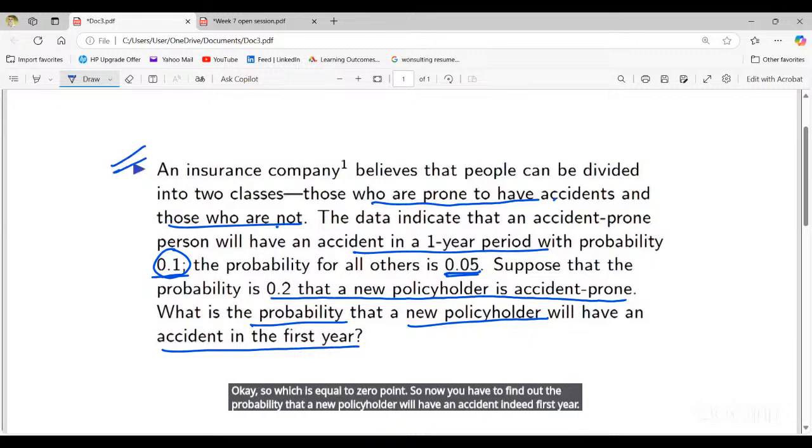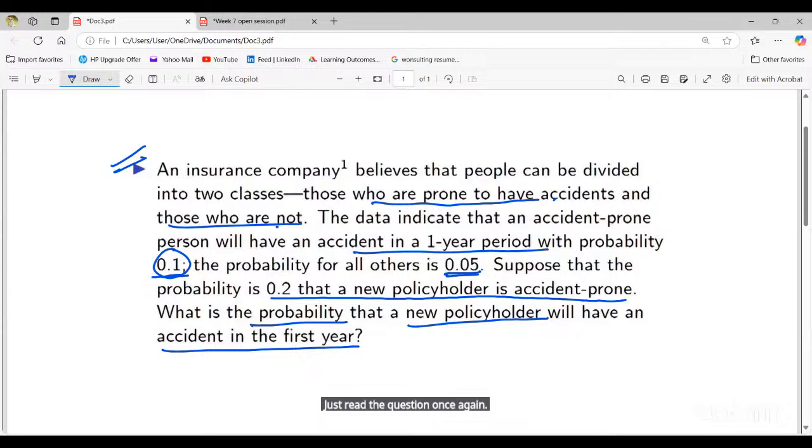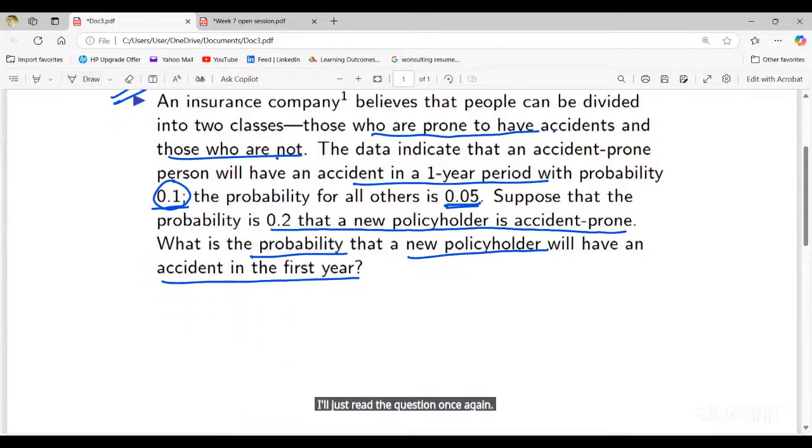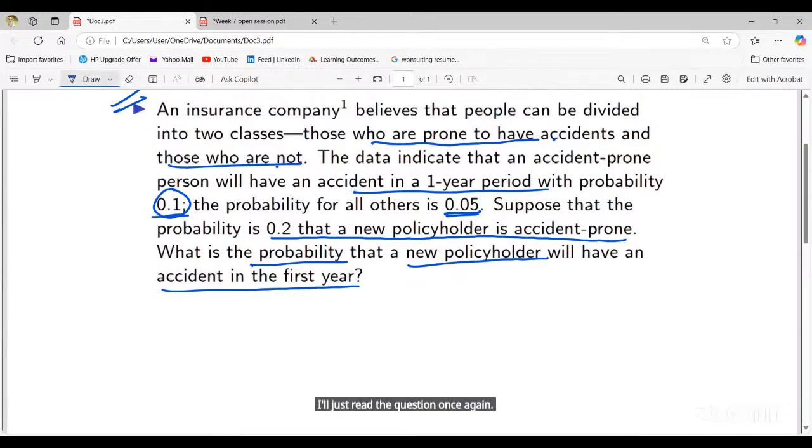Just read the question once again, everyone, and tell me if you have any doubt in the question. We will solve it, but just read the question once again. Have you read the question?